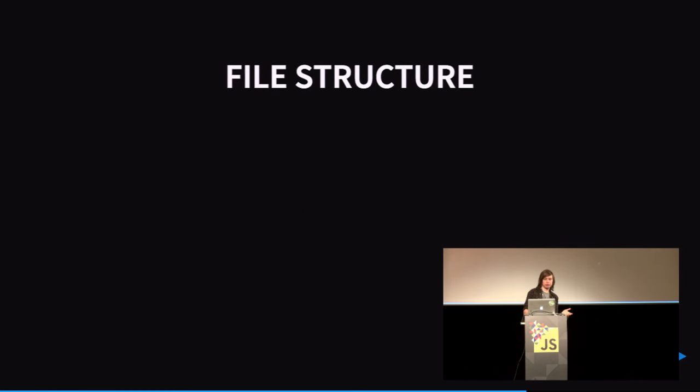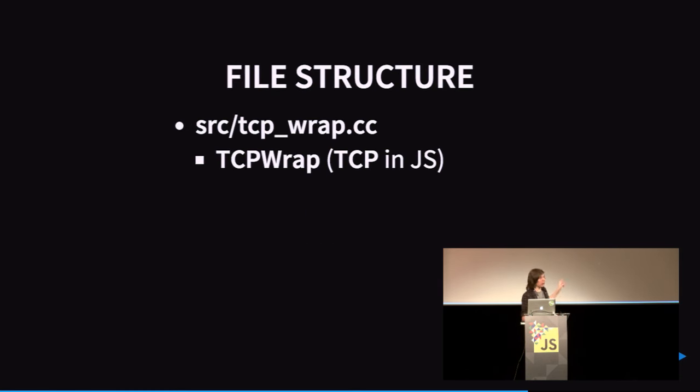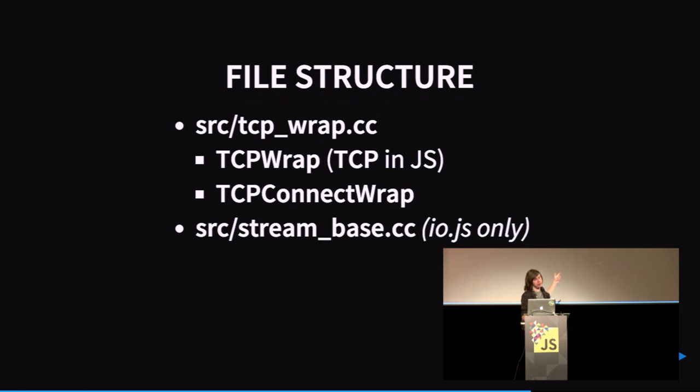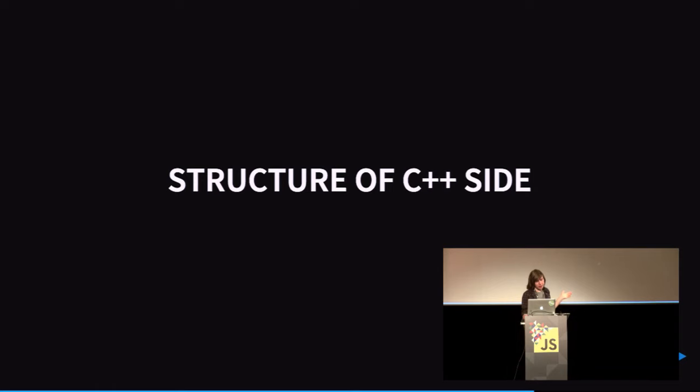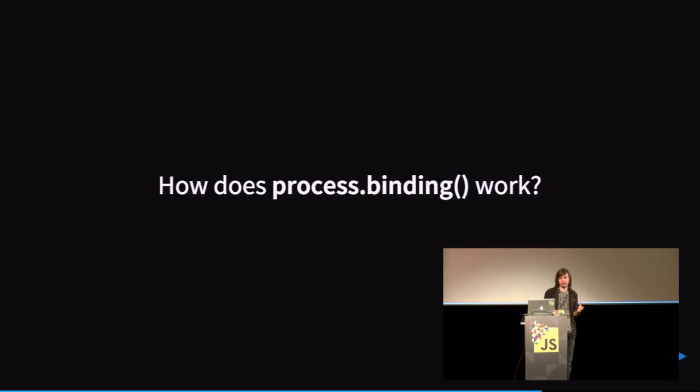The file structure now looks like this. src/tcp_wrap.cc has TCPWrap and TCPConnectWrap, and stream-based in io.js, and now it will be in Node.js too eventually. It has a WriteWrap and ShutdownWrap, and it's structured in the following way. But to figure out how it's structured in C++, we need to go from the point where JavaScript starts to interact with C++, and it starts to interact from process.binding.